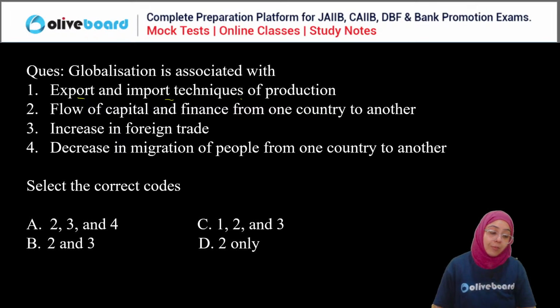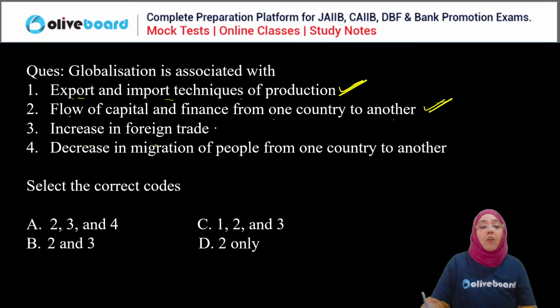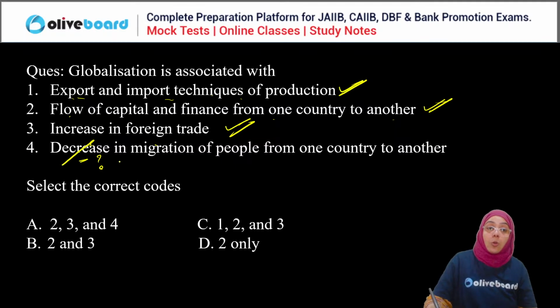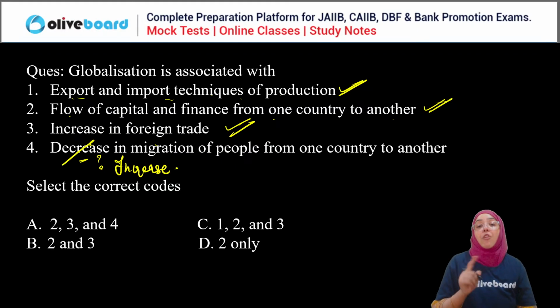So you are all saying C is the correct answer. First, export and import techniques of production. Yes. Flow of capital and finance from one country to another. Yes. Increase in the foreign trade. True. Decrease in the migration of people from one country to another. No. Globalization means increase in the migration of people from one country to another. So first, second, and third are correct, and D is false.